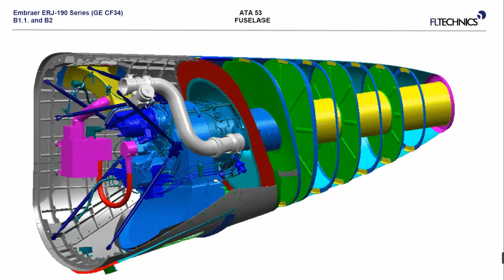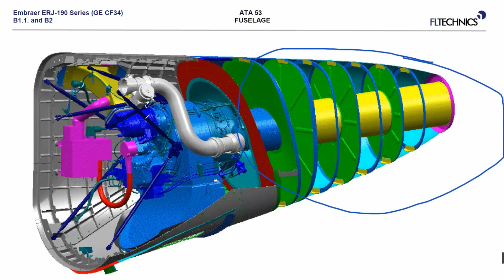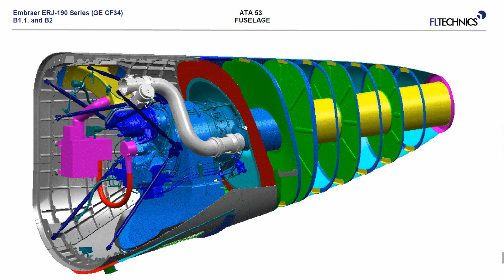Here it is, the silencer and the APU. At the bottom, we have the access panel, the cutout for the APU, and we have also some openings here for draining, for the drain mast, and here on the upper right corner, we have the inlet for the APU air inlet.